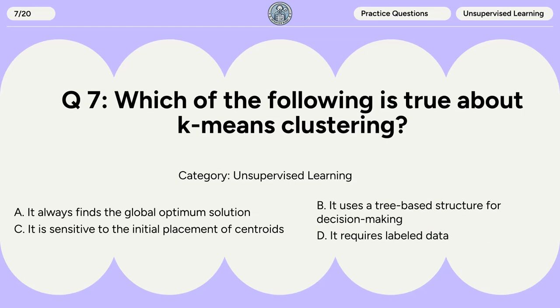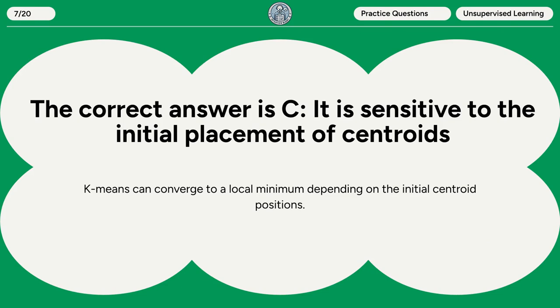Question 7. Which of the following is true about k-means clustering? A. It always finds the global optimum solution. B. It uses a tree-based structure for decision-making. C. It is sensitive to the initial placement of centroids. D. It requires labeled data. The correct answer is C. It is sensitive to the initial placement of centroids. K-means can converge to a local minimum depending on the initial centroid positions.